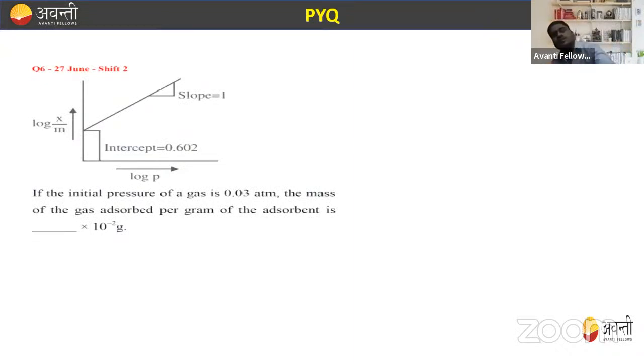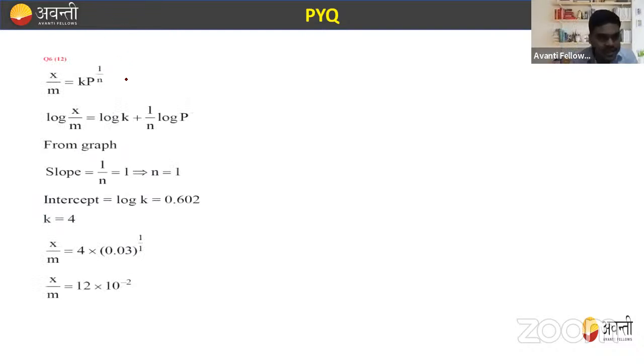Now, this question is also very important, and this question is from only surface chemistry, right? So the given diagram: if the initial pressure of the gas is 0.03 atm, the mass of the gas adsorbed per gram of the adsorbent is what? So we know that x by m is again equal to kp.